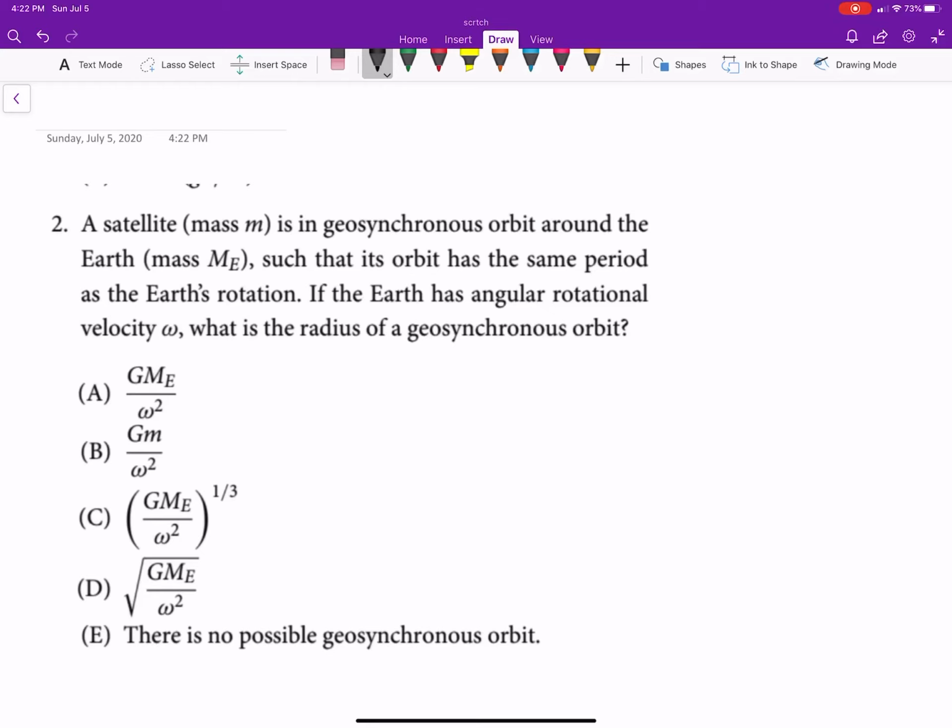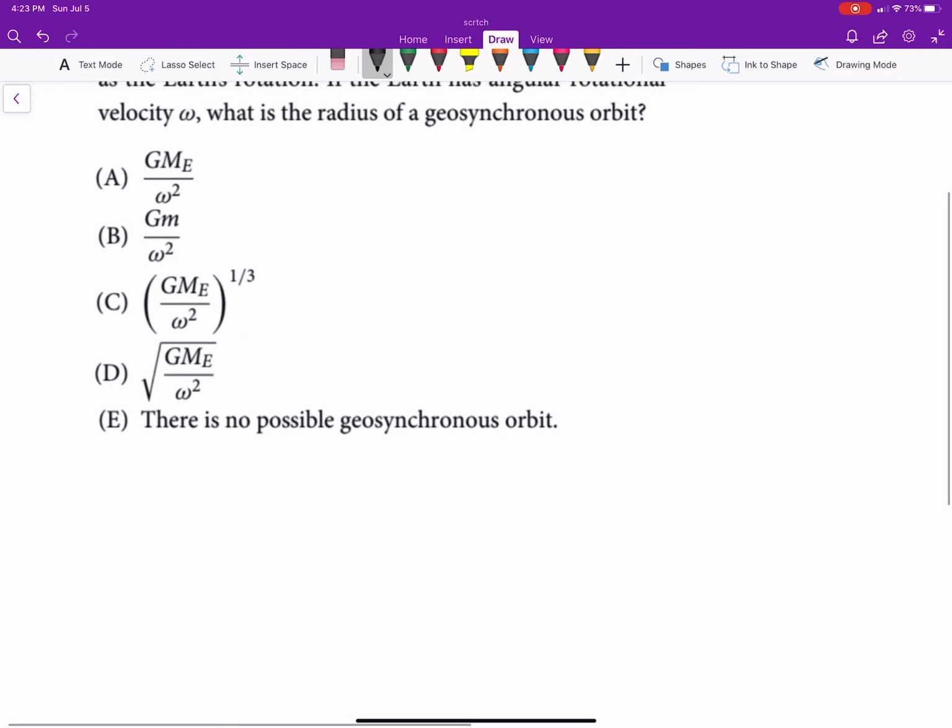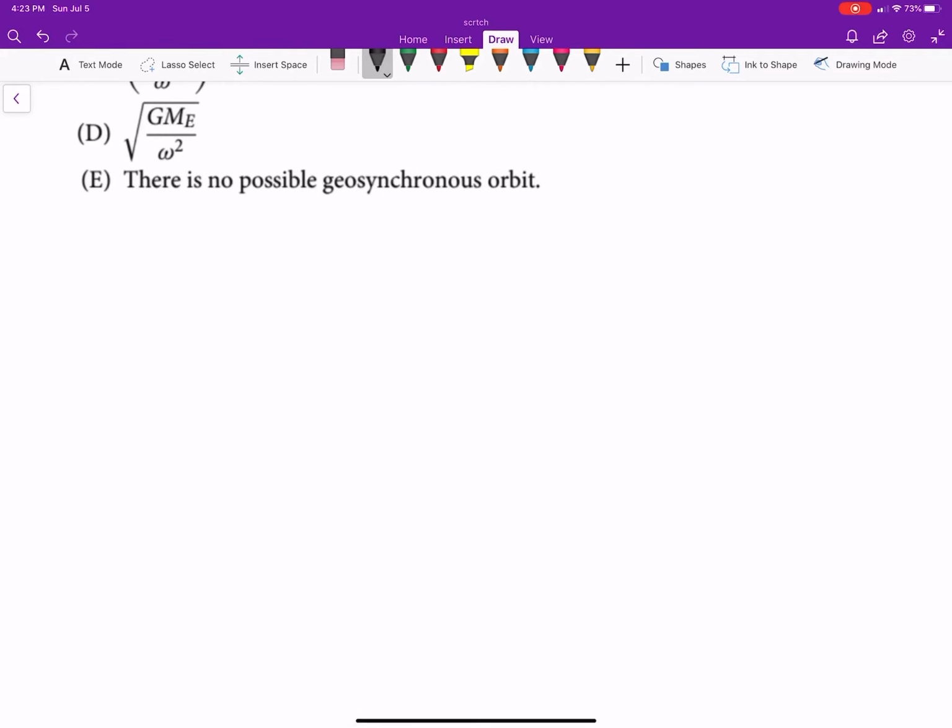Okay, so we have another problem here in our Conquering the Physics GRE book. It says a satellite of mass little m is in geosynchronous orbit with the Earth, mass M_E, I'm just going to call that big E, such that its orbit has the same period as the Earth's rotation. If the Earth has an angular rotational velocity omega, what is the radius of the synchronous orbit?